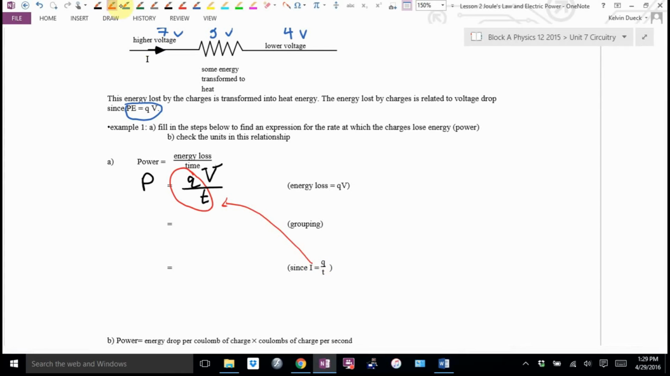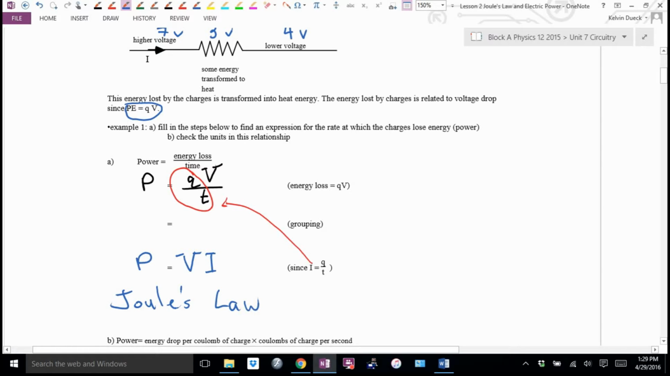This gives us our equation for electrical power. It's the voltage times the current. Or I times V, but typically it's written VI. We call this Joule's law.